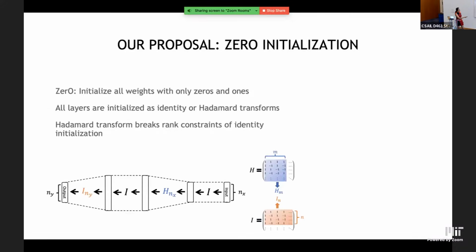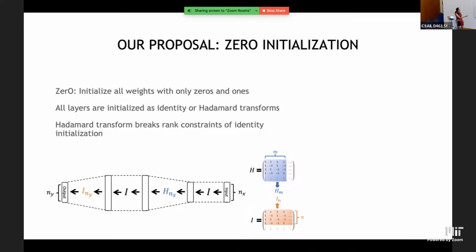You can do identity initialization when the weight matrix is square, meaning you go from a layer to another of the same width, and you can just initialize your weight matrix as identity. But the problem comes when the width changes. What we propose is the Hadamard transform as a way to avoid degeneracy, because if you don't do that, you're degenerate and rank limited. You don't have good learning. That's the main innovation here.